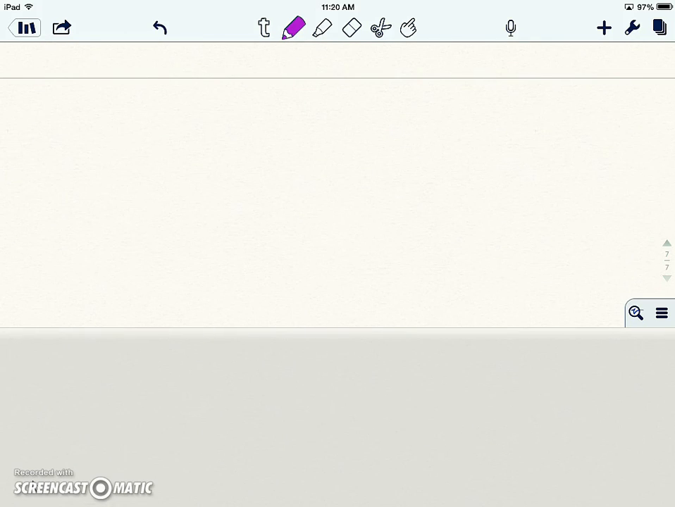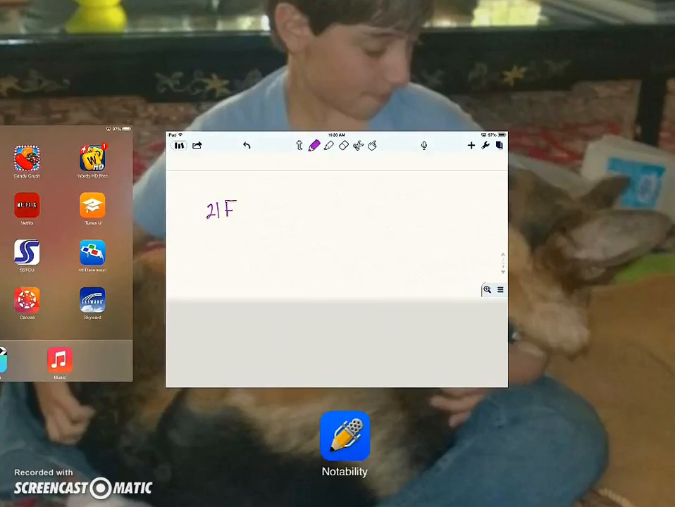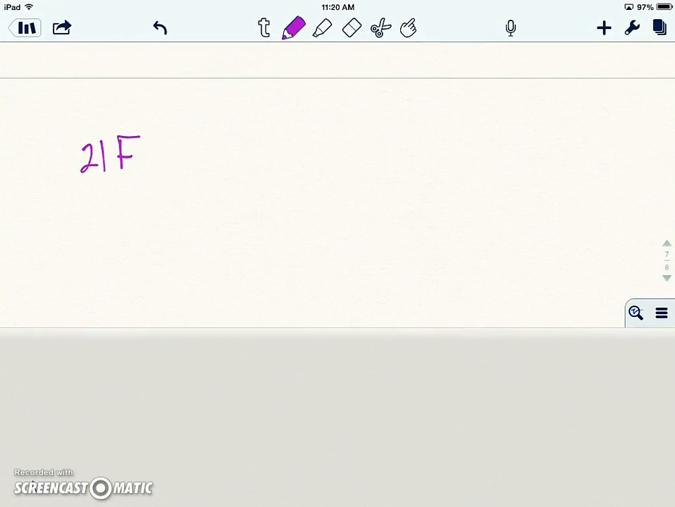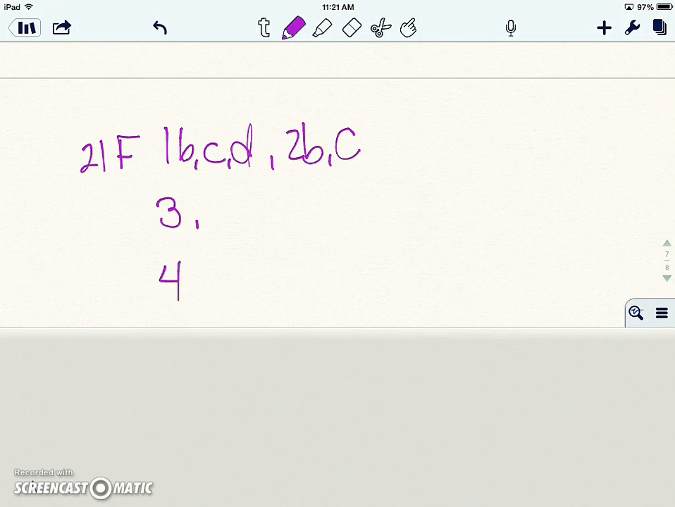What I need you to do for homework is 21F, 1B, C, and D showing work. Number 2, B and C. Number 3, and number 4. And I'm going to give you some hints for 3 and 4.